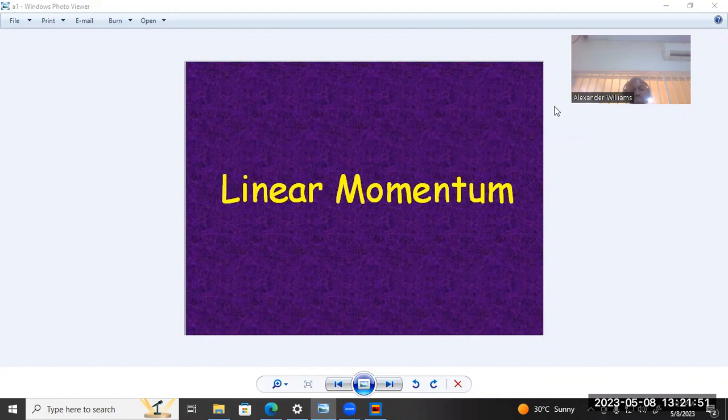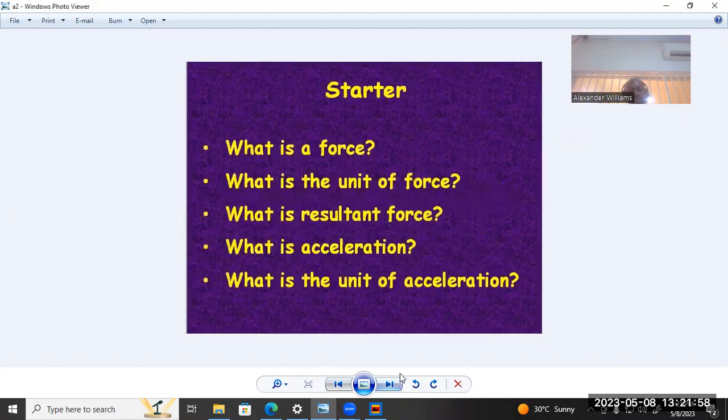Today's topic is on linear momentum. Let's see what we are going to learn about linear momentum. First and foremost, let's consider some of the things you need to know from the previous topic.